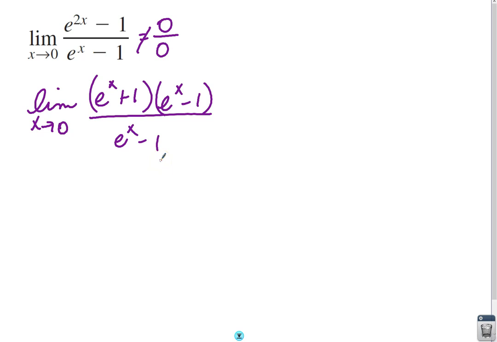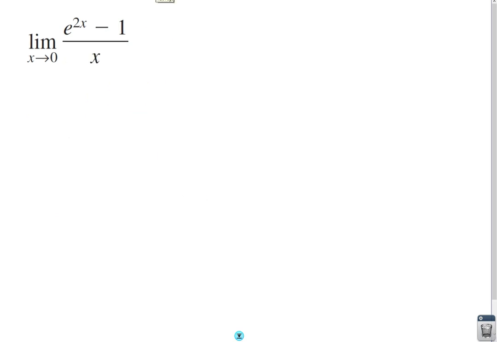Oh, well, that was super helpful because now I'm at the limit as x approaches 0 of just e to the x plus 1. So I plug in my 0 here and I get e to the 0, which is 1, plus 1. My limit is 2. Piece of cake. Let's go for a challenge.